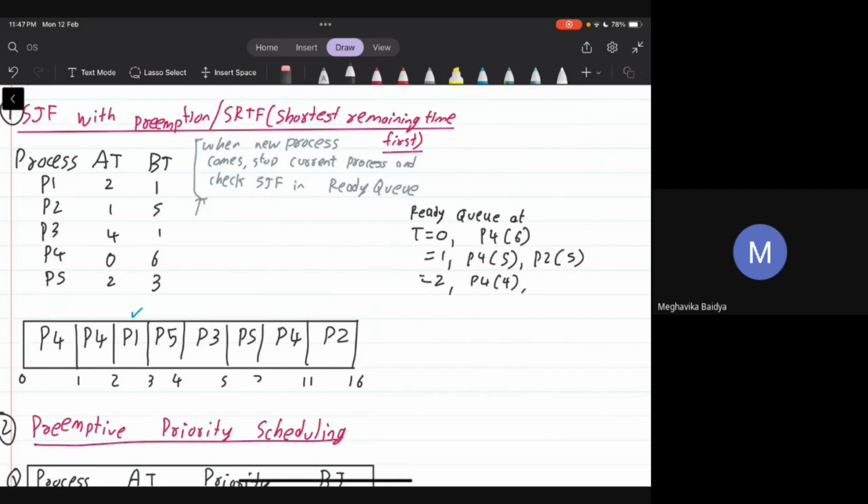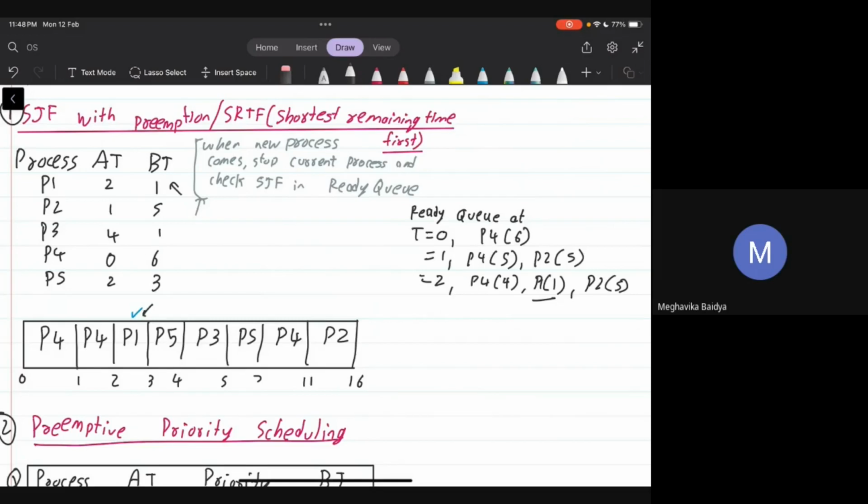Now P1 came. P1 came with a burst time of 1 and P2 is already there in the queue with burst time of 5. So now you can see that P1 has only 1 as the burst time. Since we are doing shortest job first, we are going to take P1.